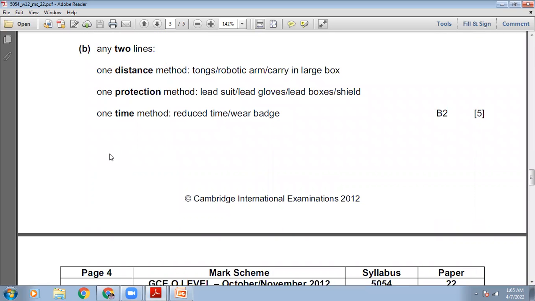Any two lines: one distance method, tongs, robotic arm, carry in large box. One protection method, for example, lead suit, lead gloves, lead boxes shield. One time method is reduce time or wear badge. So one good method is that you reduce the time of exposure.